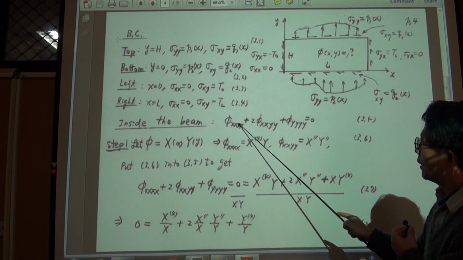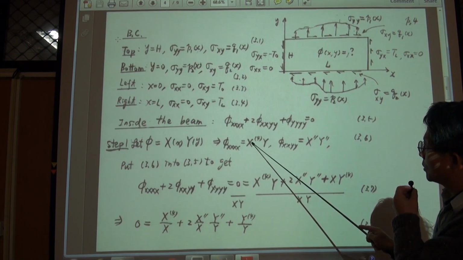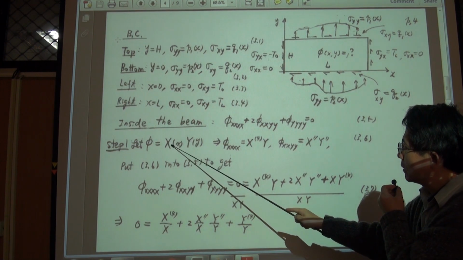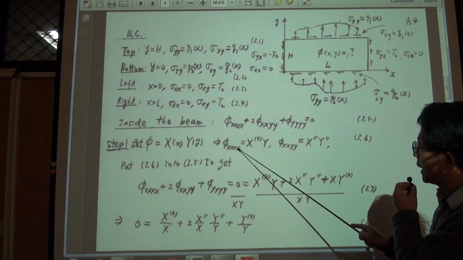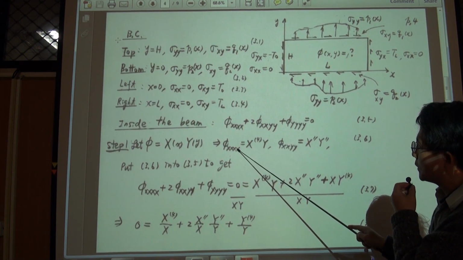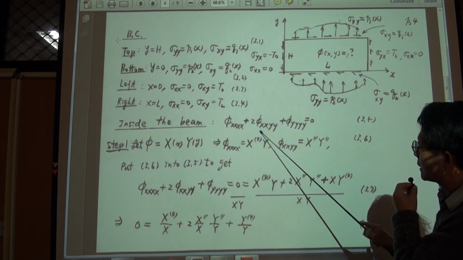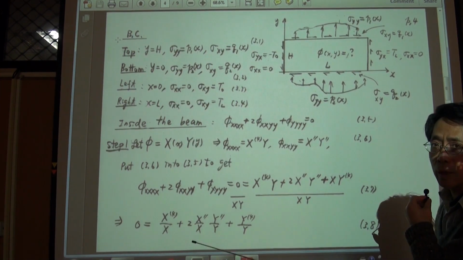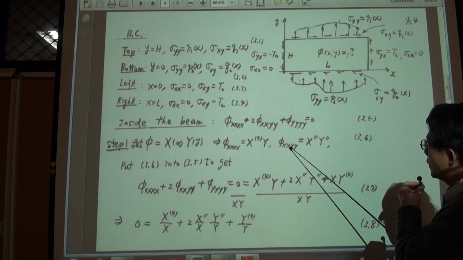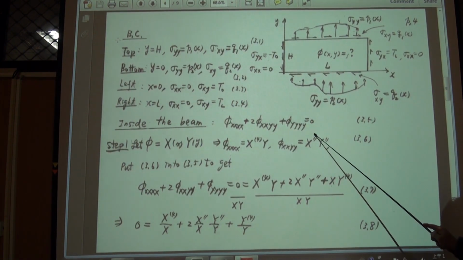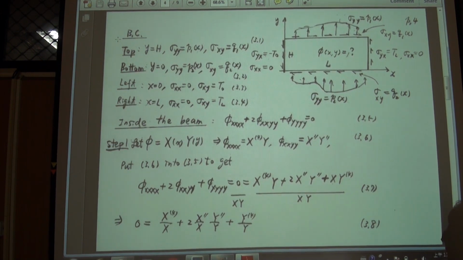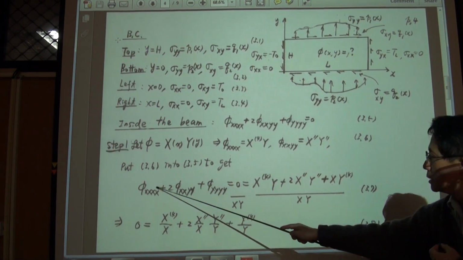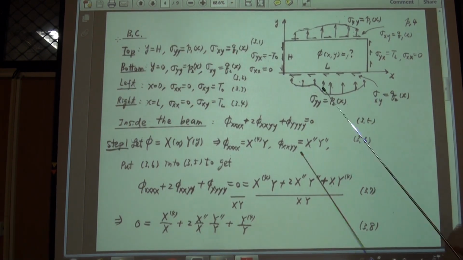See, phi xxxx equals this one. Because when you perform the differentiation with respect to x four times, you get this. This becomes this one, but Y is still unchanged. Similarly, phi xxyy equals X double prime Y double prime. So this one is put in here, this one is put in here, and this one will be written like this.